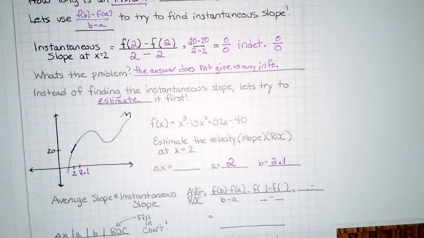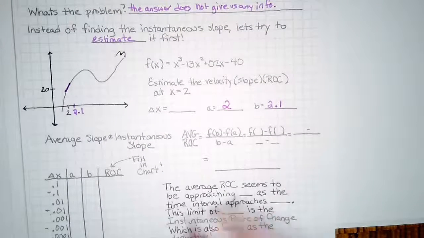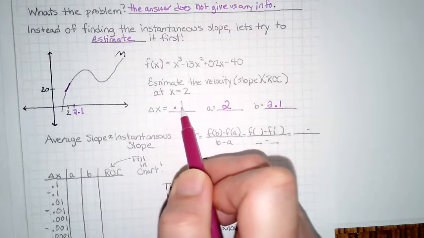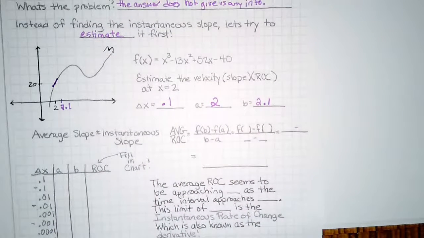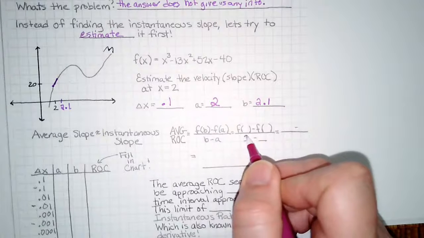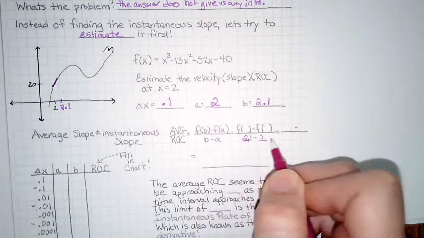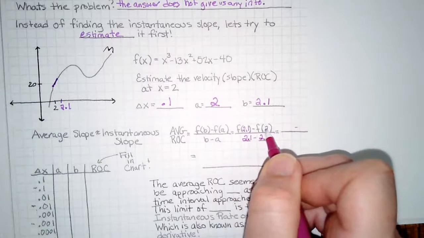So to find average slope, delta x just means how much these things have changed. It's going to be 0.1 because I'm using 2 and 2.1. To find the average slope, I'm going to fill in a 2.1 here, and a 2 here, 2.1 and 2. And for you guys, you're going to finish filling in this box for me.